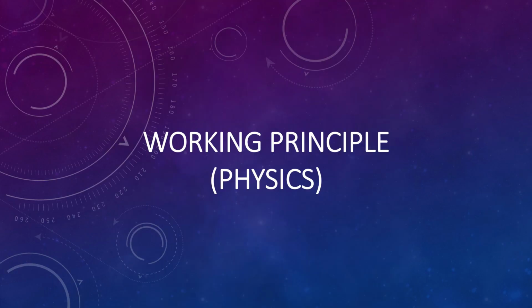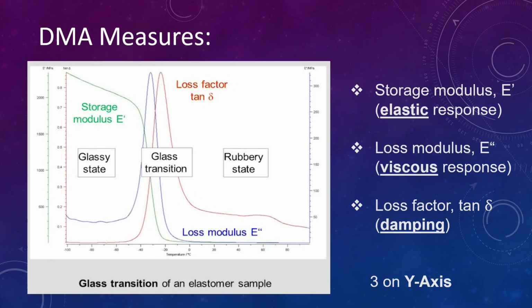Then for the physics working principle, these are the three parameters DMA measures. First is the elastic response, which is the storage modulus, then the viscous response, which is the loss modulus, and the damping loss factor. These three are plotted on the y-axis. Here is the diagram showing these three parameters at the glass transition temperature.